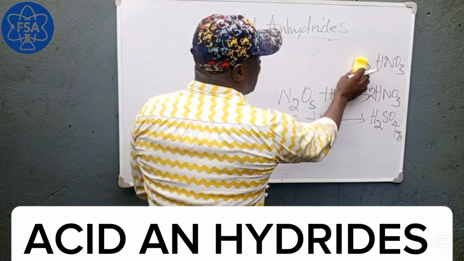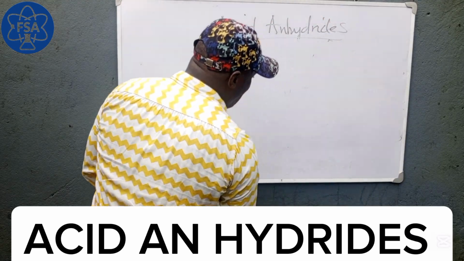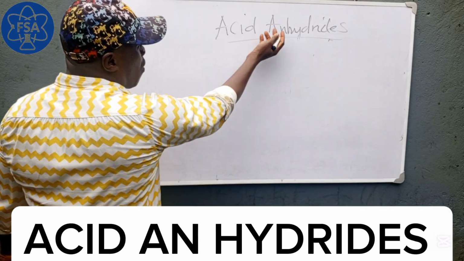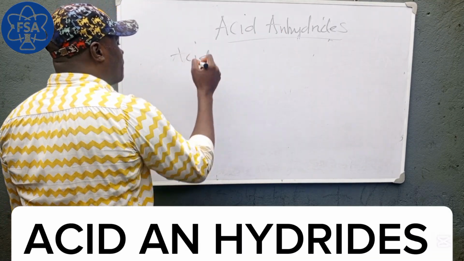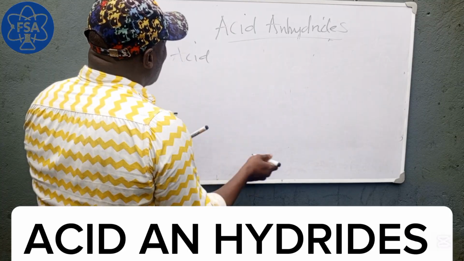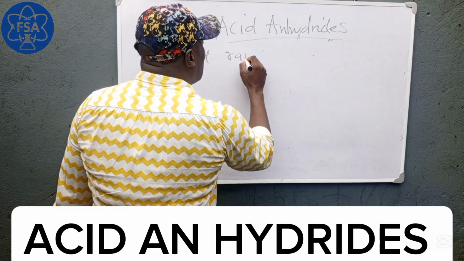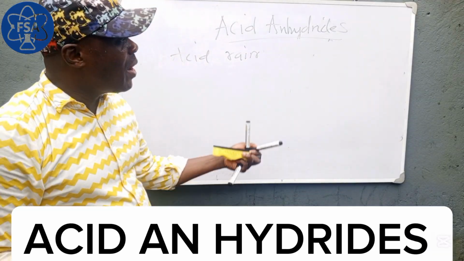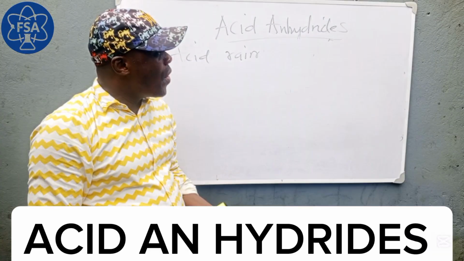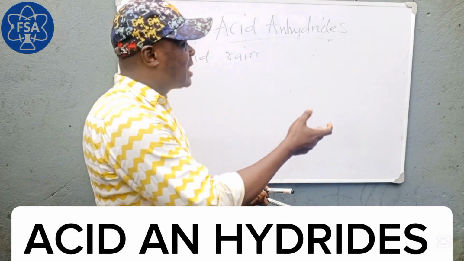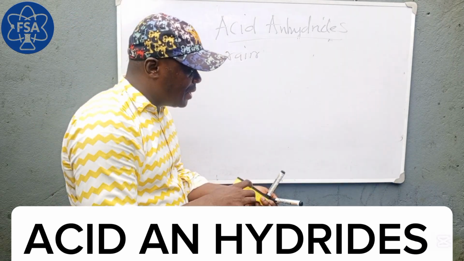And when we talk about the environmental impact of these compounds, one impact is that they cause acid rain. So we cannot discuss anhydrides without talking about acid rain, because in the atmosphere we have most of these compounds already, due to oil exploration and other mining activities that take place in the environment. So this causes acid rain.